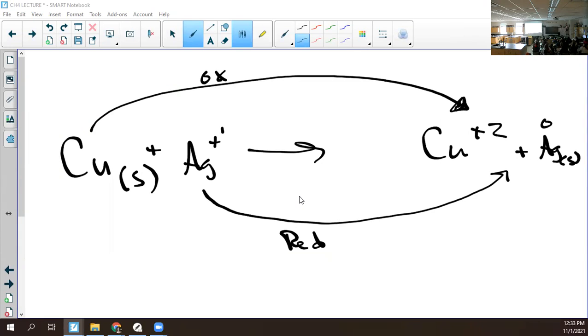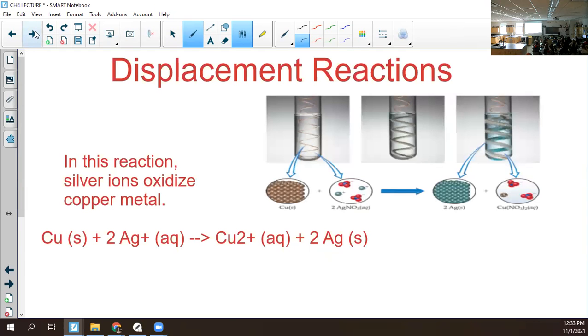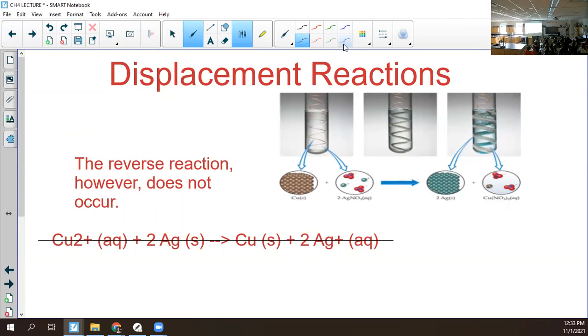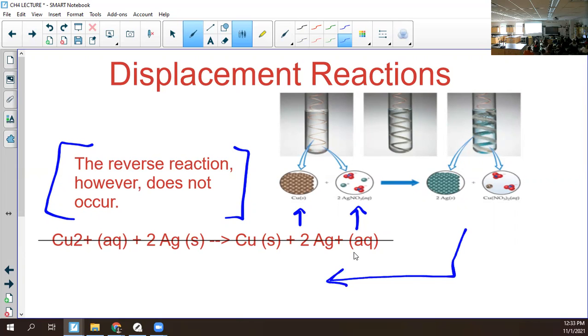So, yeah. How do we feel about displacement reactions so far? Okay, hold on. Let's look at this right here. This is important. The reverse reaction, however, does not occur. So what we were saying in this first example, copper plus silver nitrate, written from left to right happens, but you cannot take aqueous copper and add it to solid silver and see any change.